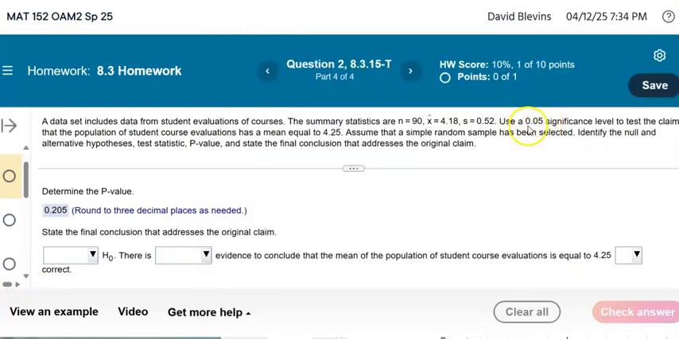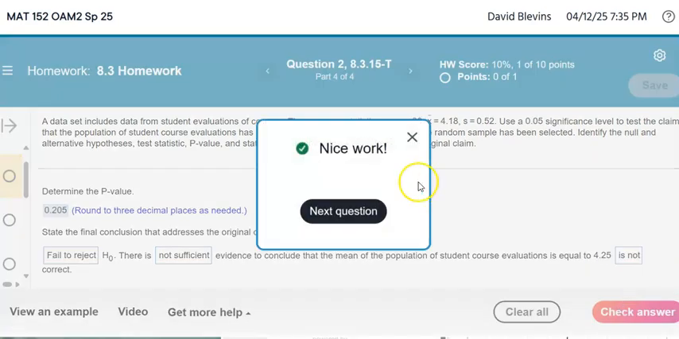All right, our alpha, the level of significance, is 0.05. This is bigger than that. So when your p-value is larger than alpha, you're going to fail to reject the null hypothesis. And if you fail to reject, it's because there's not sufficient evidence to support the alternate. The alternate was not equal, so that's the one that you don't have evidence for.